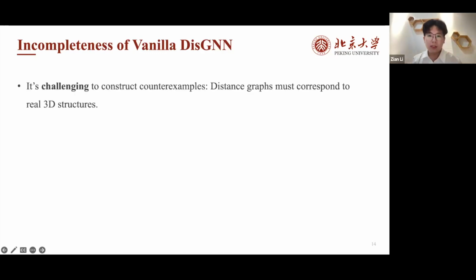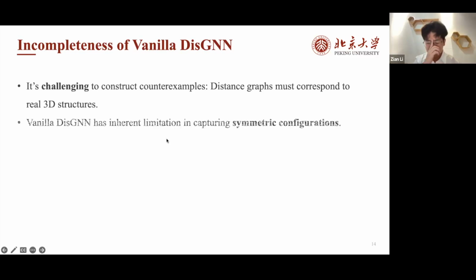And it's worth noting that it's really challenging to construct the counterexamples because our distance graphs must correspond to real 3D structures. So you cannot casually give a distance matrix and say it's a 3D structure's distance matrix. It's not possible. So it actually largely reduces the potential distance graph space. So it's very challenging compared to those counterexamples in the traditional settings, for example, the topological graphs.